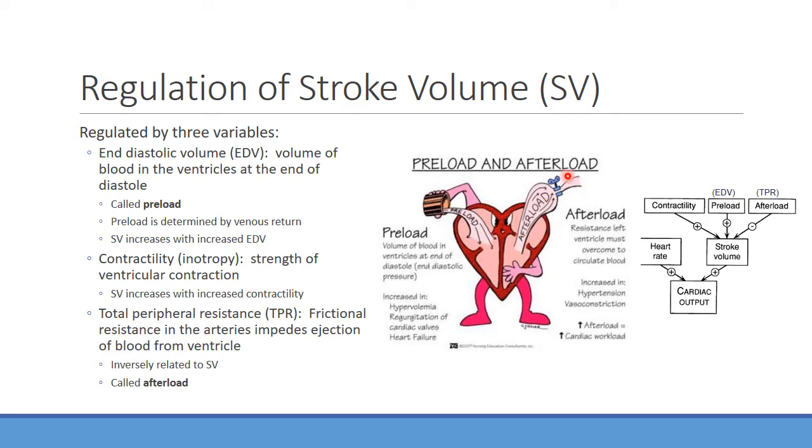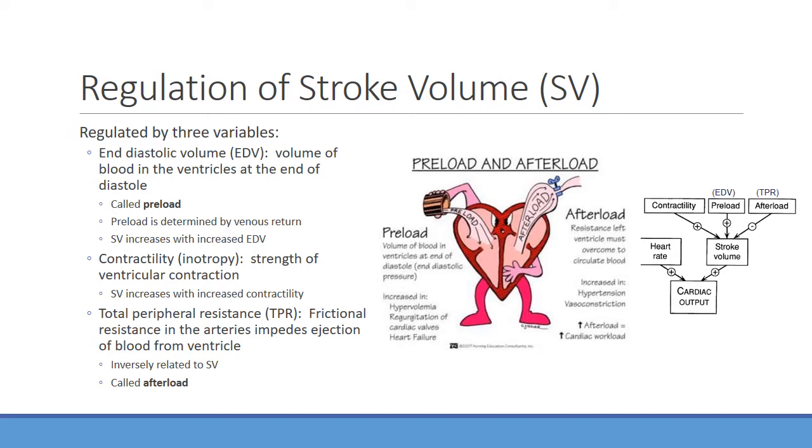Increases in TPR should cause a decrease in your stroke volume, and this would typically be increased in things like hypertension, or in cases of vasoconstriction in general. And so increased afterload means increased cardiac workload. It's harder the heart has to work in order to keep that cardiac output the same.